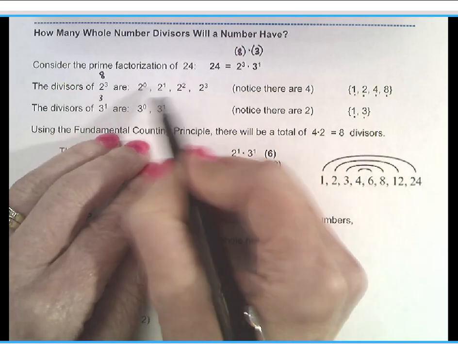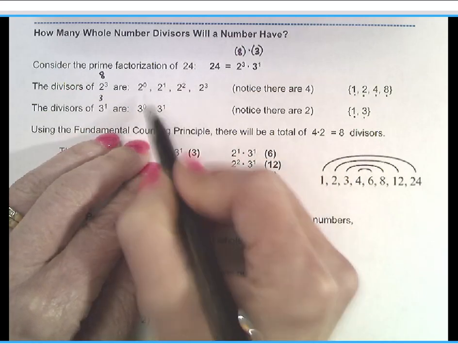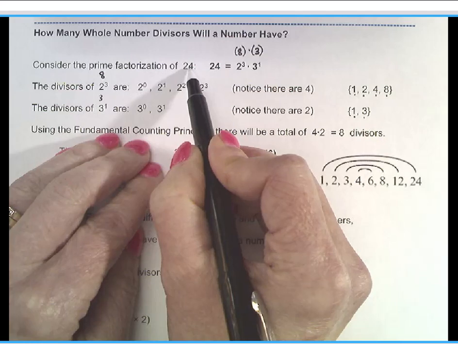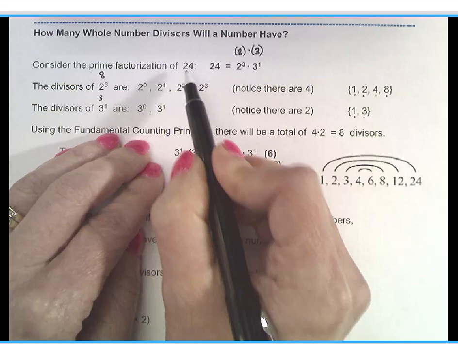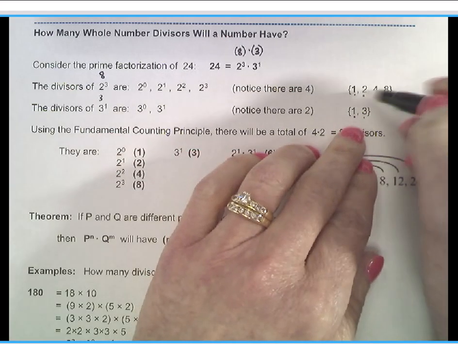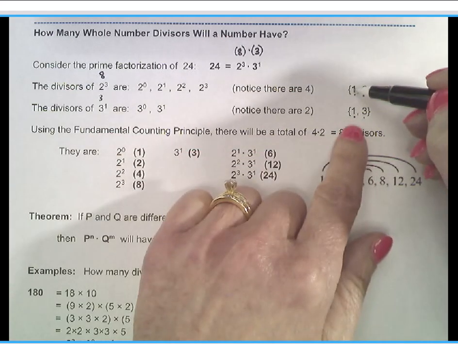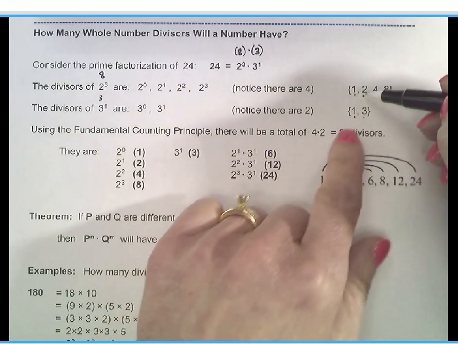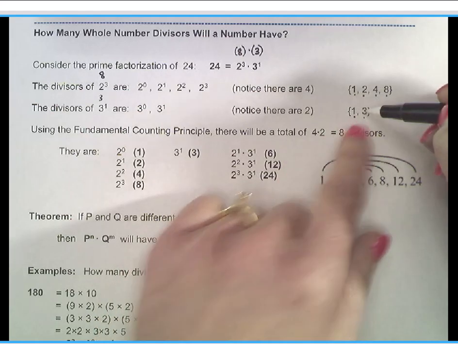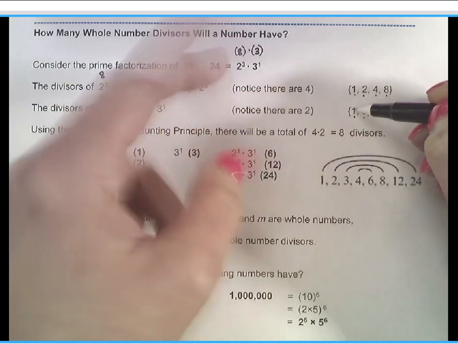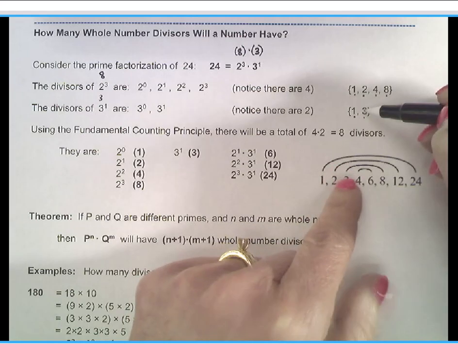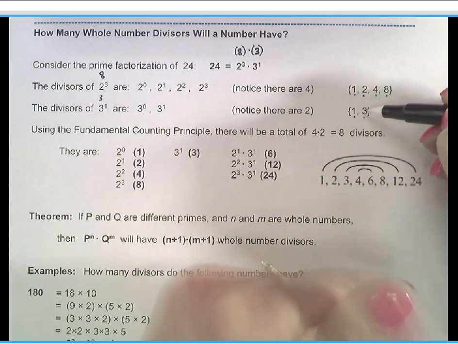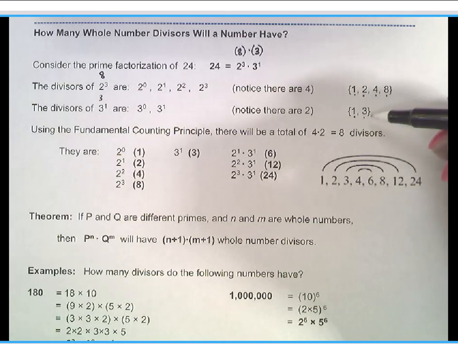So we know that these 4 numbers and these 2 numbers all divide into 24. But also there's some others. If you start to pair these together, like 1 times 1 is 1, 1 times 3 is 3, 2 times 1 is 2, 2 times 3 is 6, 4 times 3 is 12, 8 times 3 is 24. See, we're starting to get the bigger divisors that divide into 24 by taking pairings here.